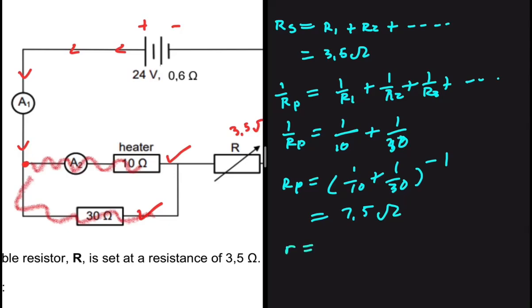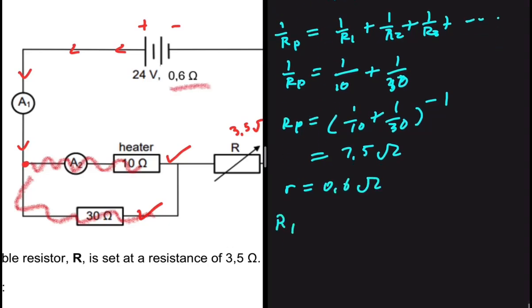The internal resistance is given to us right here as 0.6 ohm. So that is to say that RT, the total resistance, will be equal to the resistance in series, which is 3.5, plus the resistance in parallel, which is 7.5, and then lastly, the internal resistance, which is 0.6. You add all that and you'll get 11.6 ohms. And that is the total resistance of our circuit, including the battery.